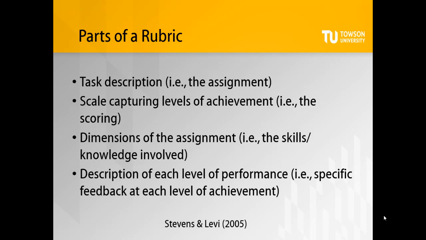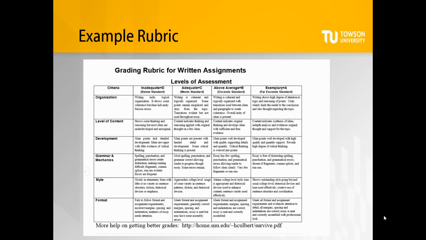Rubrics include a description of the task, a scale that captures the levels of achievement, the dimensions of the assignment, and a description of what each level of performance looks like. This is an example of a grading rubric for a written assignment. The levels are shown across the top row. The dimensions are shown down the left-hand column. The descriptions of each level of performance for each dimension complete the table.